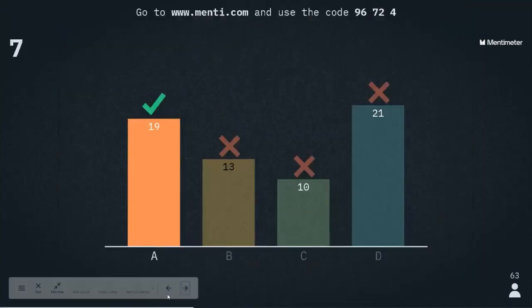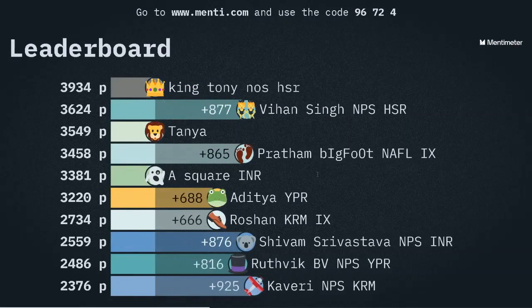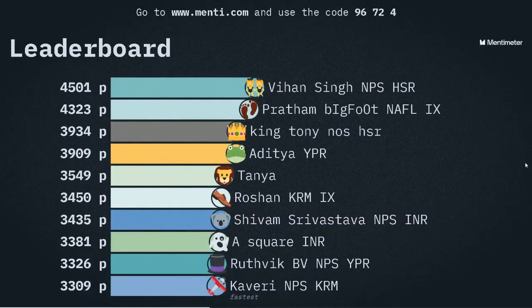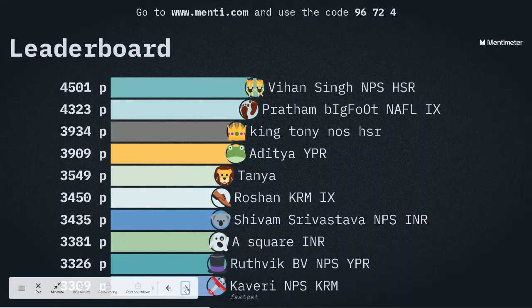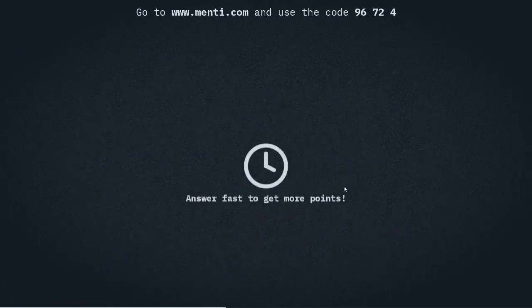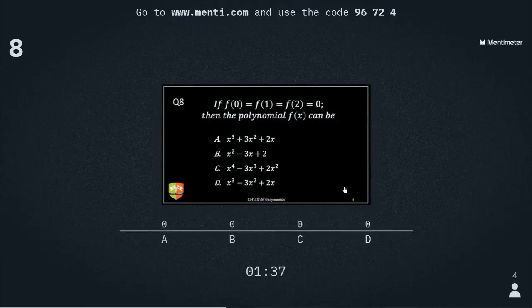None of you are on 100%, 7 attempted and 7 correct. So we need to reflect on this. Okay, Vihan, Pratham, King Tony came third, Tanya, Roshan, Shivam, A Square, Rutvik and Kaveri. Kaveri is a new entrant, very good. Next question. If f(0), f(1) and f(2) are all 0, then the polynomial f(x) can be.